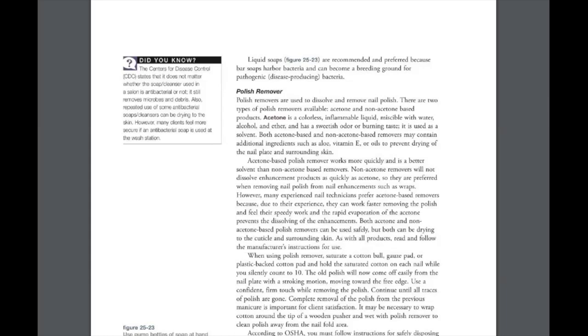Your nail creams, they're barrier products because they contain ingredients designed to seal the surface of the skin around the nail and hold in the subdermal moisture in the skin. Your nail oils are designed to absorb into the nail plate to increase flexibility and into the surrounding skin to soften and moisturize.